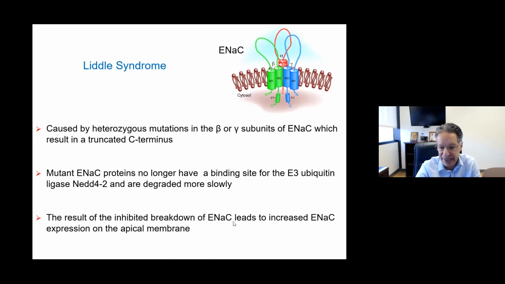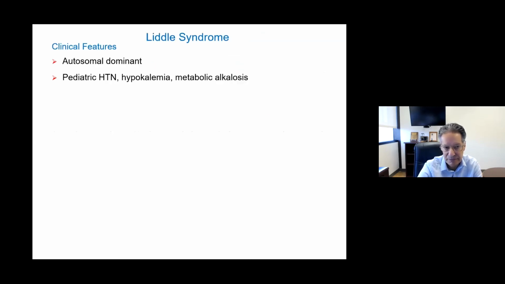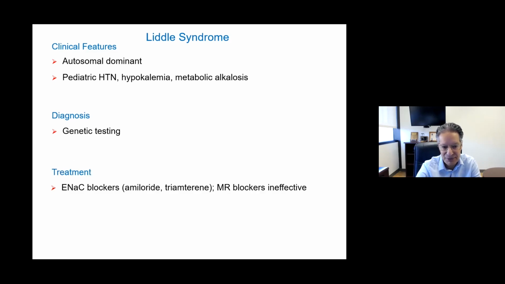So the result is inhibited breakdown of ENaC, leading to increased expression, and I would add function on the apical membrane. So they have enhanced sodium absorption, enhanced H secretion, enhanced K secretion, enhanced chloride absorption, leading to the clinical phenomenology. So this is an autosomal dominant disorder. It's in children, again, same sort of thing: hypertension, hypokalemia, metabolic alkalosis. Nowadays, genetic testing is what's done, and the treatment is to block ENaC with amiloride or triamterene. Mineralocorticoid receptor blockers are ineffective in these patients. It's important to remember, because the problem is not in the mineralocorticoid receptor. As long as you have ENaC hyperfunctioning, this isn't going to do much.